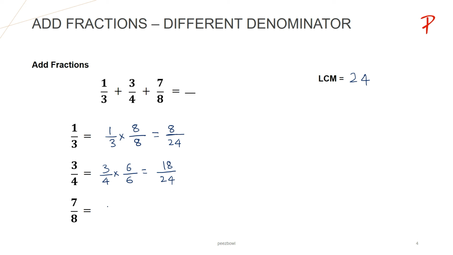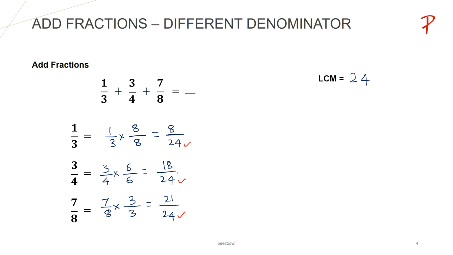Same with 7 upon 8. Multiply by 3 to make the denominator 24. 7 multiplied by 3 is 21, and at the denominator we have 24. Now we have a common denominator in all three fractions.